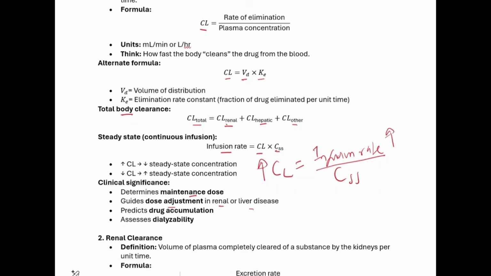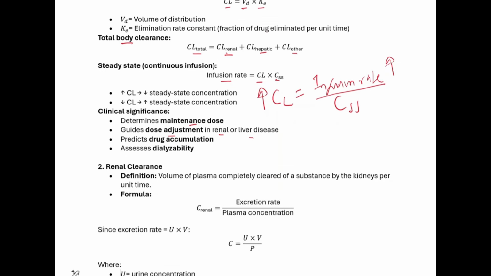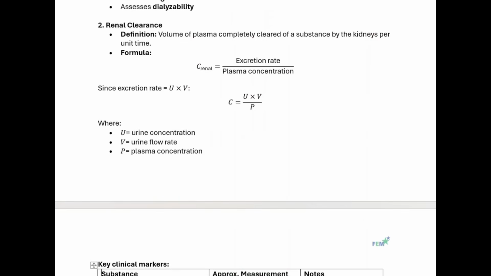So now that we have talked about the clearance of drugs, let's look at renal clearance. By definition, it's a similar definition, but we're focusing only on the kidney. Renal clearance is the volume of plasma completely cleared of a substance by the kidney per unit what? Per unit time. And you can see this formula is similar to what we saw earlier. Here the clearance through the kidney will be excretion rate divided by the plasma concentration.